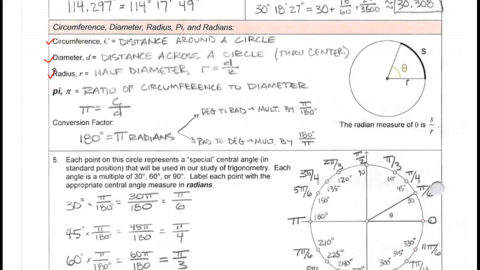So what is pi? Well, pi is the ratio, a comparison of two numbers, of the circumference of a circle to its diameter.